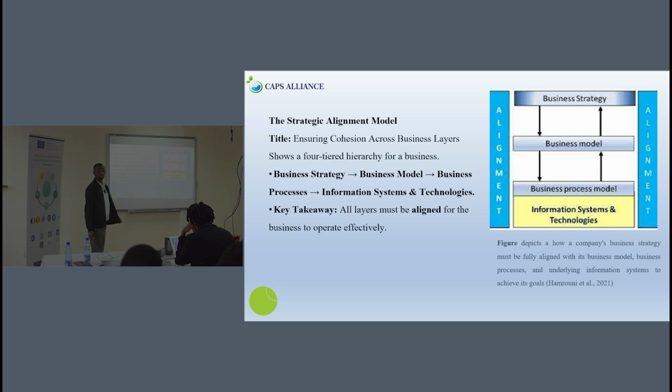So here is an overview or a general illustration of how a business model should be. There must be a business strategy, there must be a business model, you have to have a business process model, and then you have to have information system technologies. All the layers must be well aligned for a business to operate effectively. So in summary, that's all that I'll talk about in that slide.